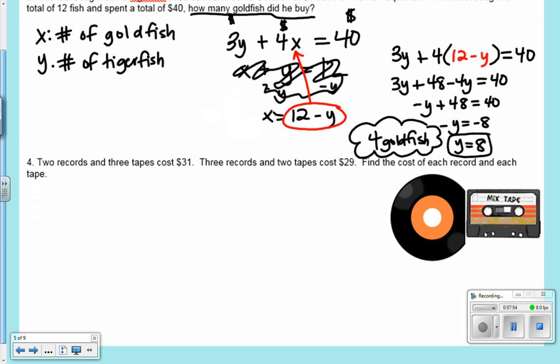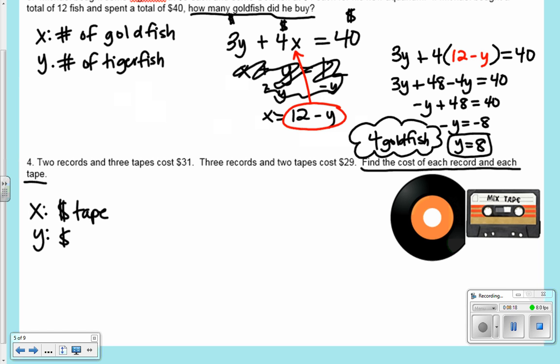Alrighty, so number 4, 2 records and 3 tapes cost $31. Do y'all even know what a tape is at this point in your lives? Hopefully. That's what I had to learn to listen to music on. 3 records and 2 tapes cost $29. Find the cost. I'm going to start underlining. Find the cost of each record and each tape. So again, with X and Y, we're talking about the cost, okay? Cost of a tape and cost of a record.